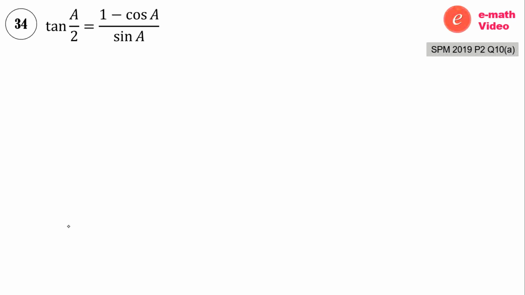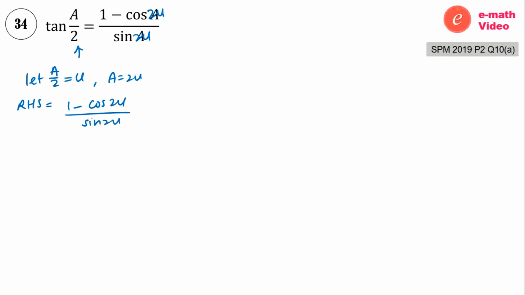Number 34. Okay, a question from last year. I still remember this question. It's actually very easy. Don't be scared by this half angle. Just let this half angle be something else, maybe u. So a equals 2u. When you change it to 2u, we can use the double angle formula. Okay, I write it down for you. Right hand side equals 1 minus cos 2u over sine 2u.